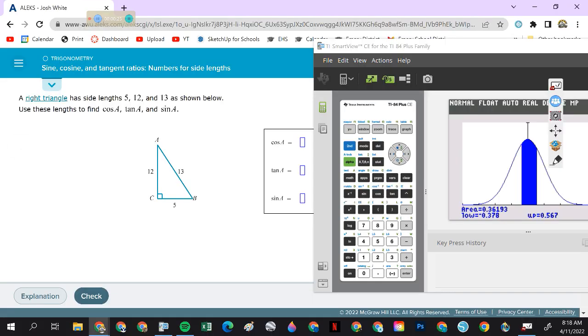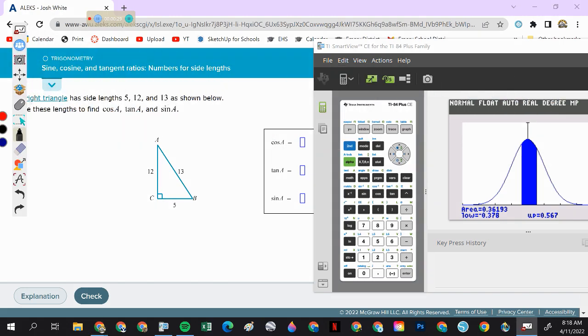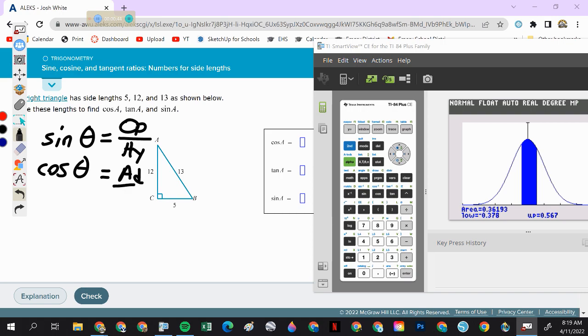So the sine, bring this over. The sine of angle theta is the opposite side divided by the hypotenuse. The cosine of theta is the adjacent side divided by the hypotenuse. And the tangent of theta is the opposite side divided by the adjacent side.